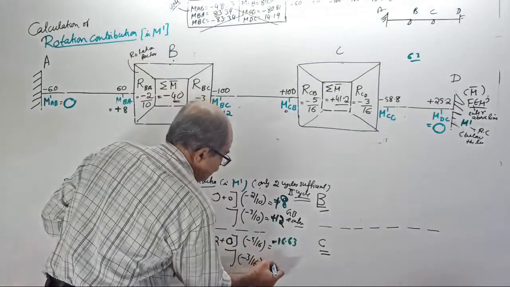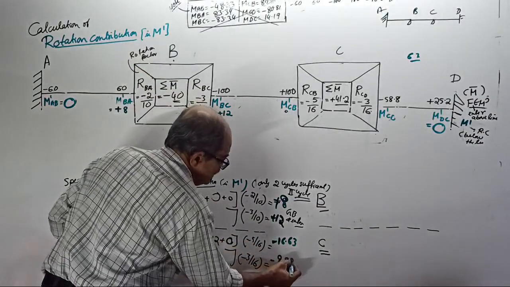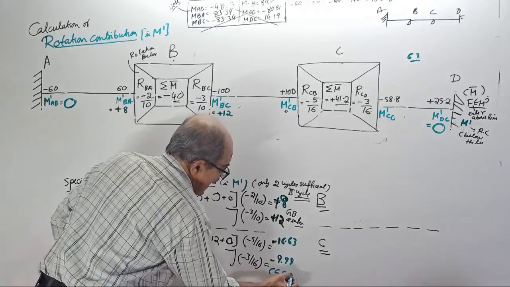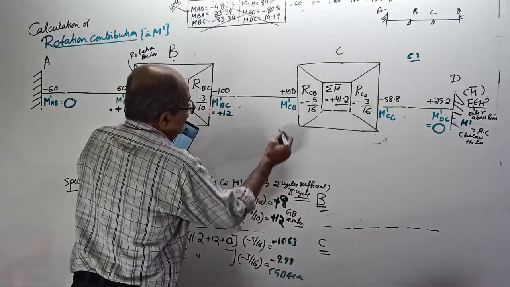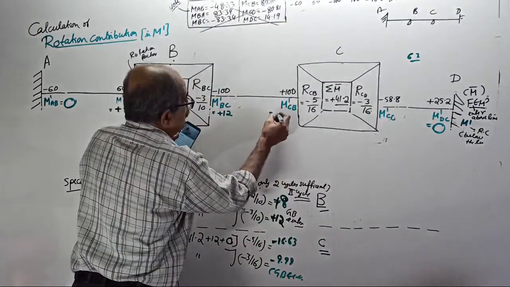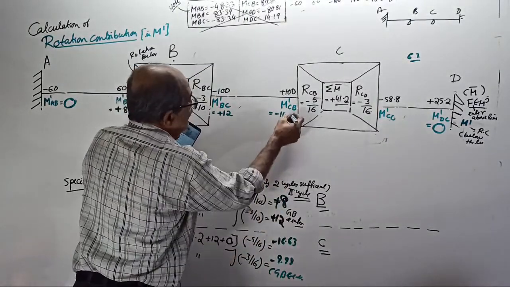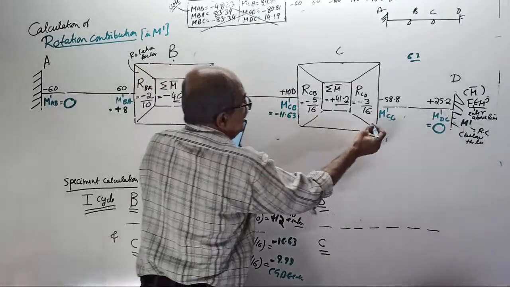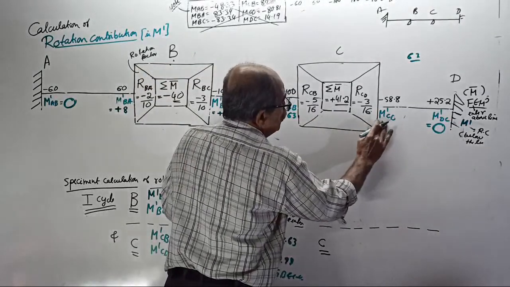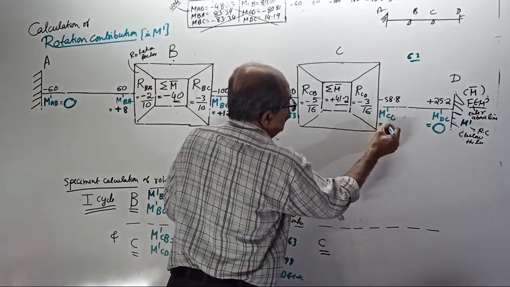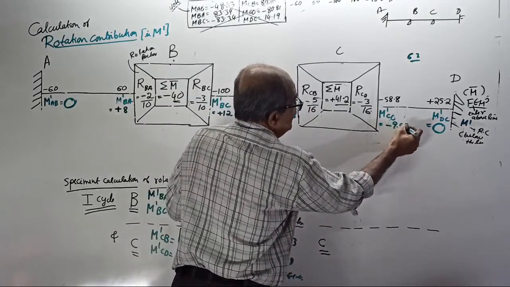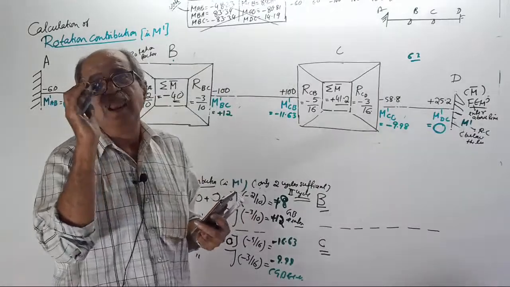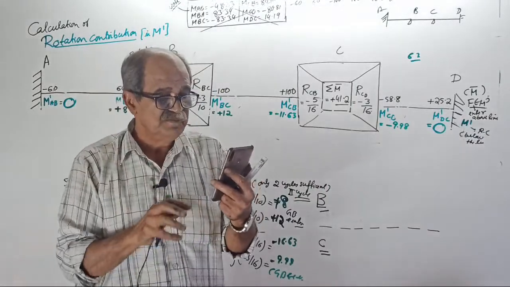Minus 9.98. Go back and enter. Right here, A zero beta equal to minus 11.63, here equal to minus 9.98. Is the first cycle fully clear?